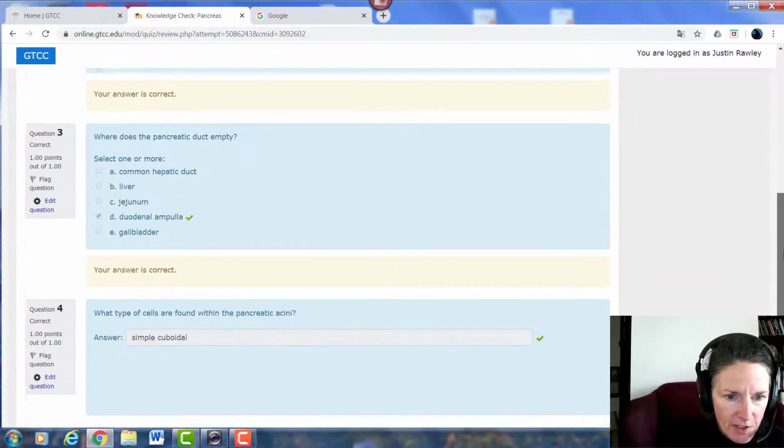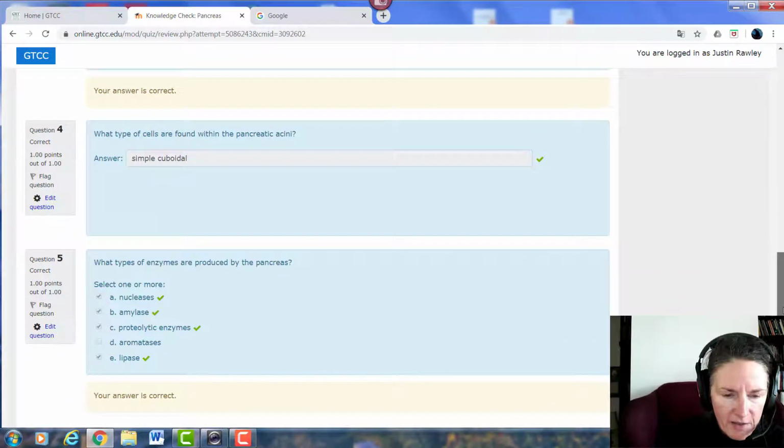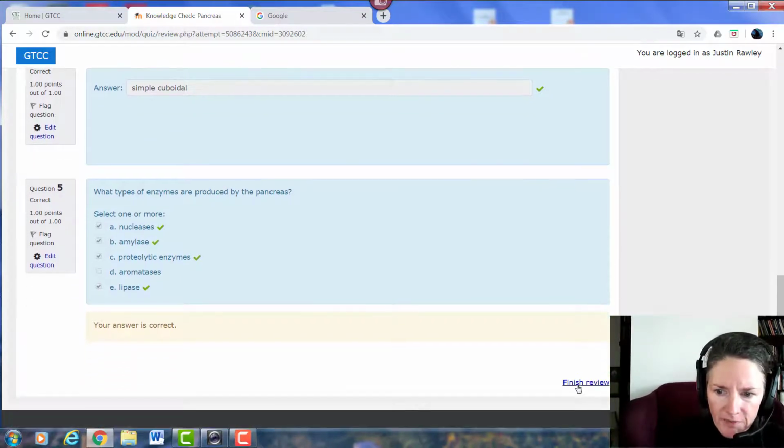All right, let's see. Yep, that's all correct. On the Y, it doesn't think cuboidal is spelled correct, but I think that's correct. All right, finish the review.